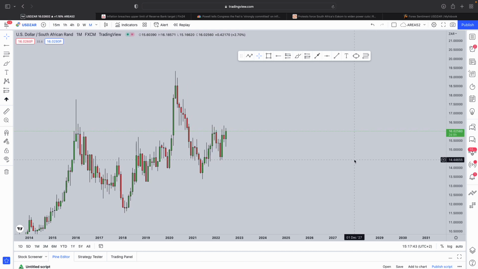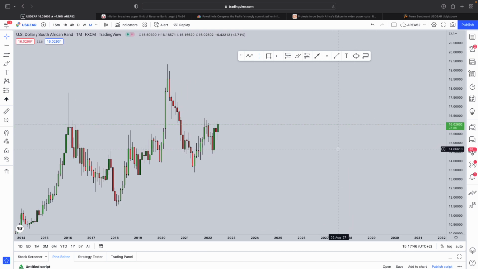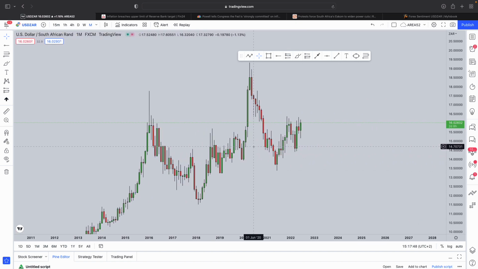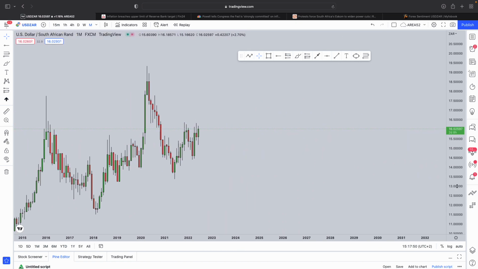Now, without any further ado, we are obviously going to start with the technical analysis and then work our way through the fundamental and then look at some sentiment data as well.